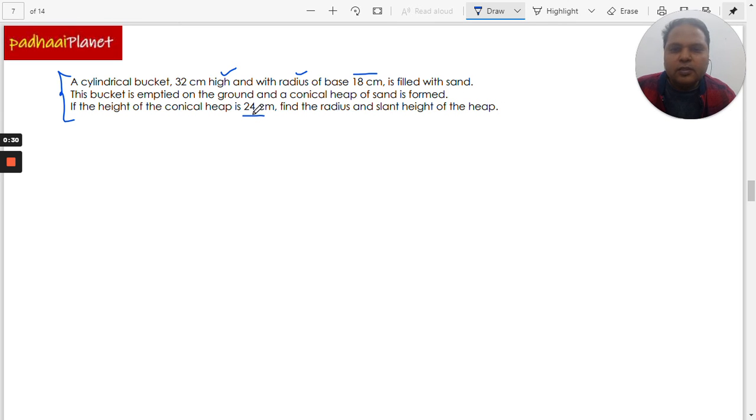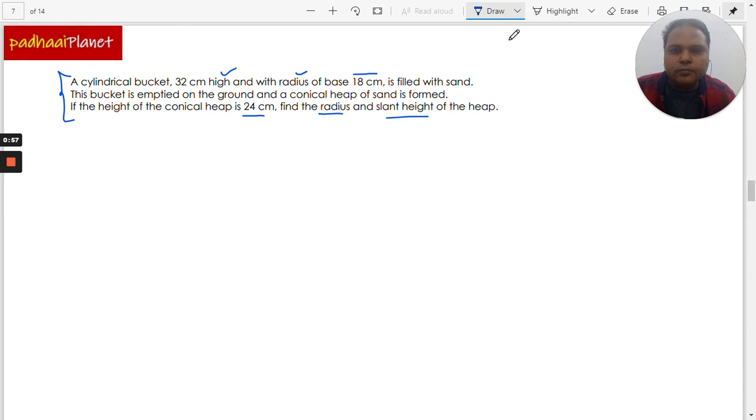Now that's very simple, because what we need to then do is we simply understand that the volume of the sand which is there in the bucket is equal to the volume of the conical heap, right? So first we will find out the radius, and with the help of radius and the height we will also find out the slant height of the heap.